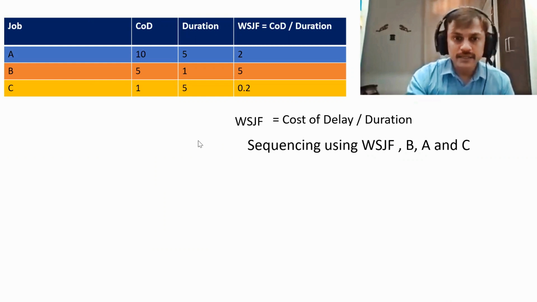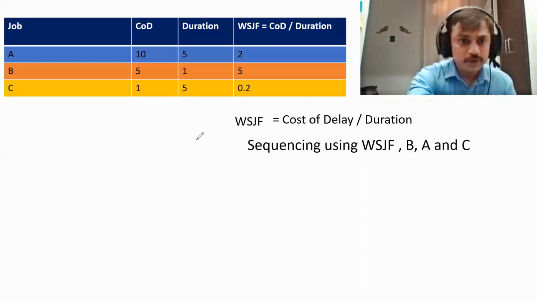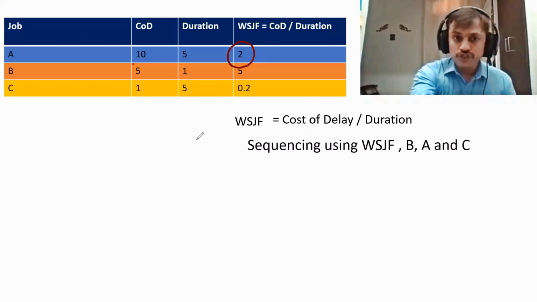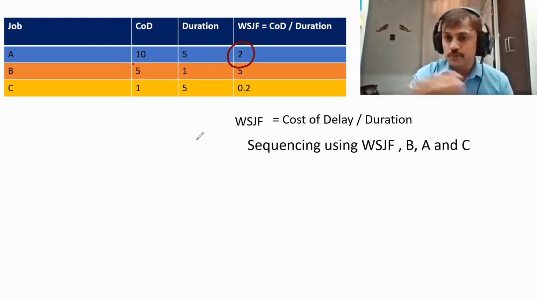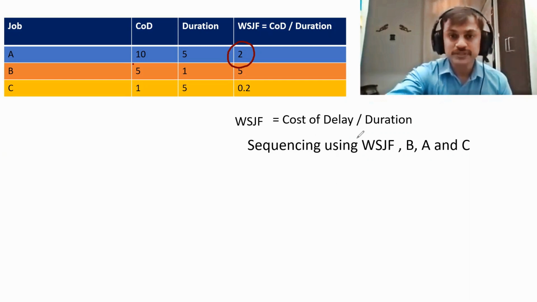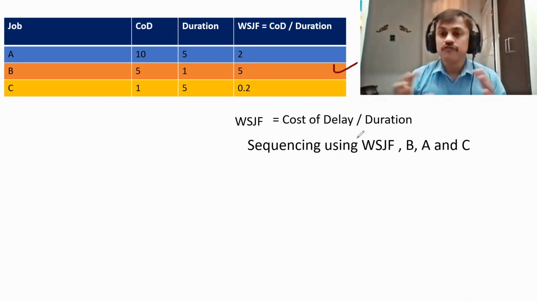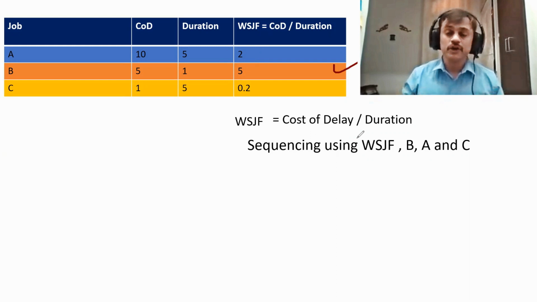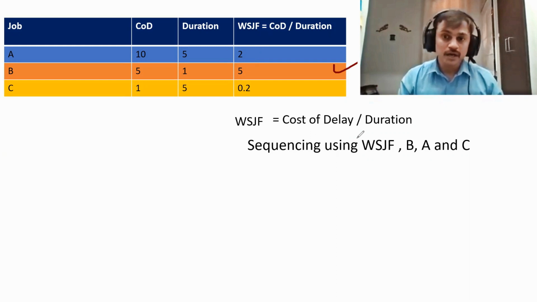This is 2 because 10 divided by 5. For job B, it's 5 divided by 1, which is 5. And for job C, it's 1 divided by 5, which is 0.2. So if I see the WSJF, I clearly know that job B should be done first. If I do this, I should have less overall cost of delay and get more economic benefit. That's what the formula tells us.